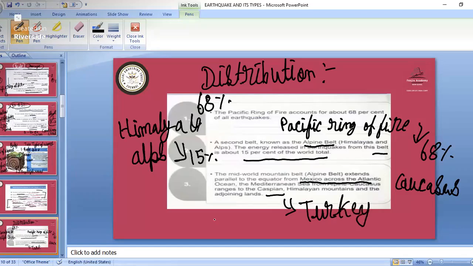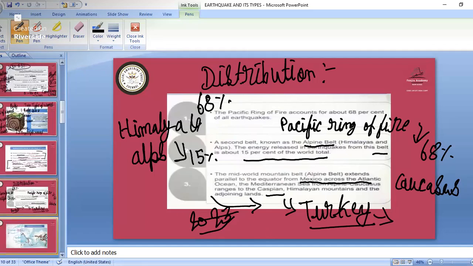Near this Caucasus and Caspian Sea area we have Turkey. Recently, in 2023 or 24, we had the earthquakes in Turkey. Turkey falls in this particular area. In these areas we have some 16% of earthquake occurrence, and Turkey falls in this third type.